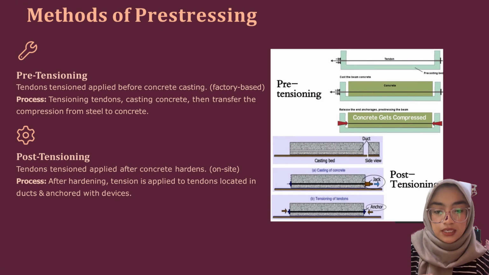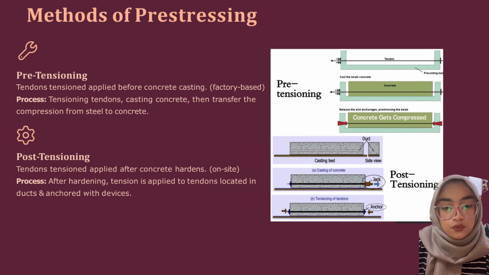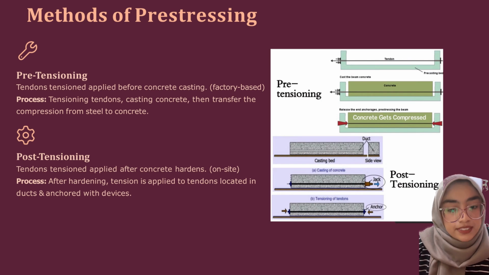So post-tensioning is the tendon's tension applied after the concrete has hardened. For the process, after the concrete has hardened, tension is applied to tendons located in ducts and anchored with devices to pull the tendon. How do we know when we are using pre-tensioning or post-tensioning as methods of pre-stressing?